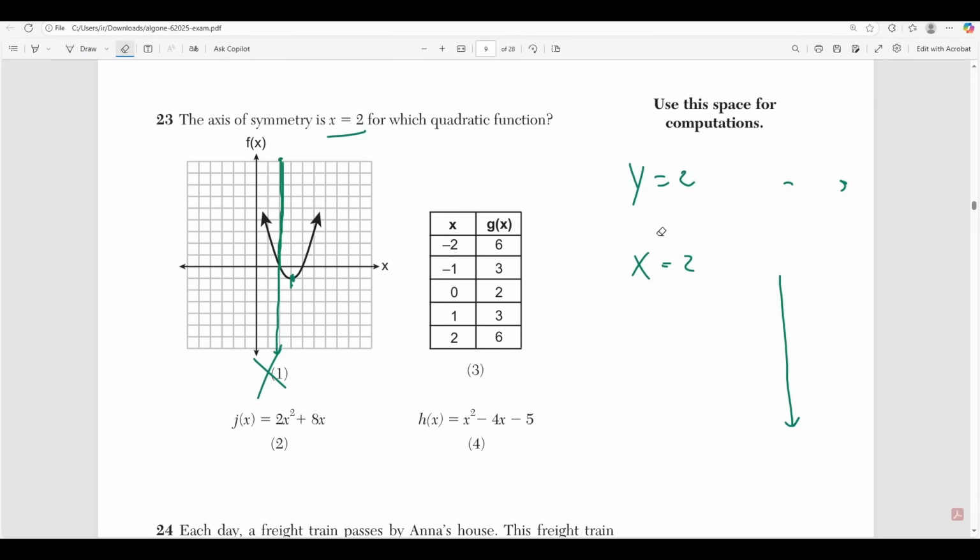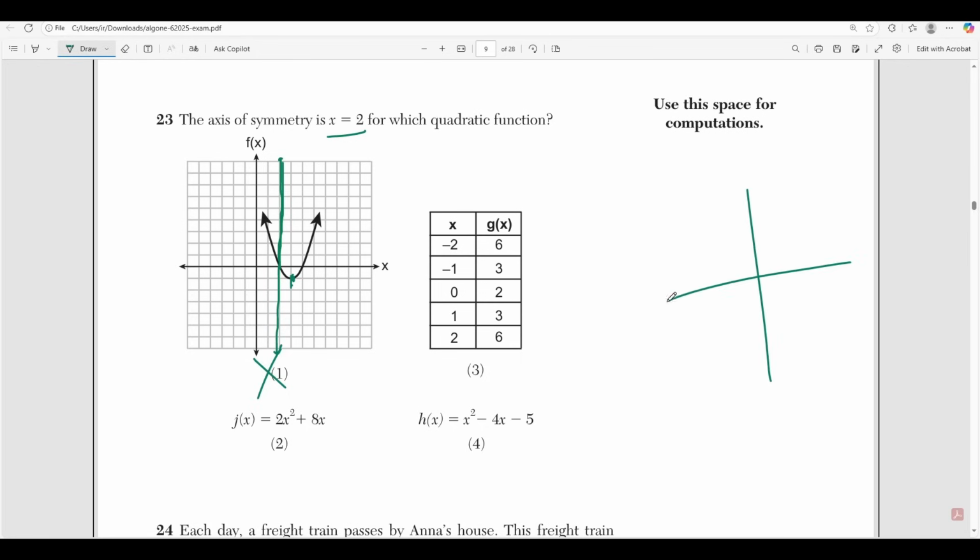Now, let's look at this table right here, okay? The way I want to look at this table is to graph it out. The table goes from -2 to 2, and up to 6 on the y-axis. So at -2, the graph is equal to 6. Then at -1, it's equal to 3. At 0, it's equal to 2. Then at 1, it's equal to 3 again, and at 2, it's equal to 6. Remember, this is the y, this is the x. If I look at this graph, the vertex falls on the y-axis, which is x equals 0. But in this case, my axis of symmetry is x equals 2, so that's false.